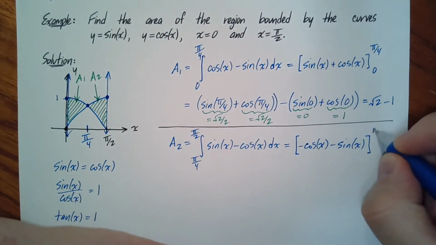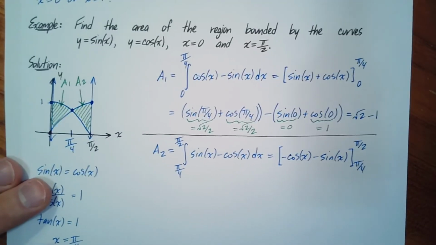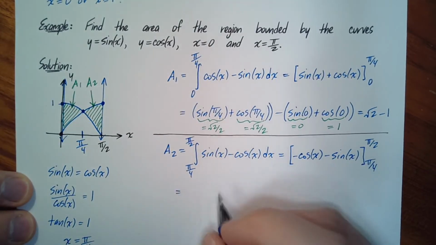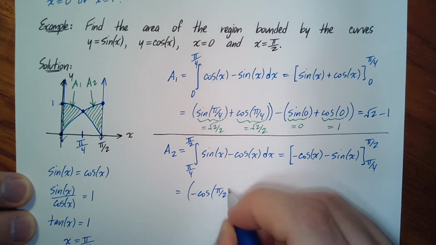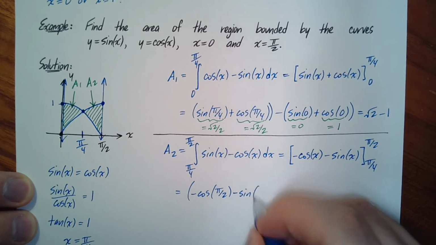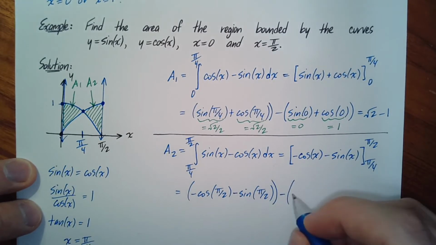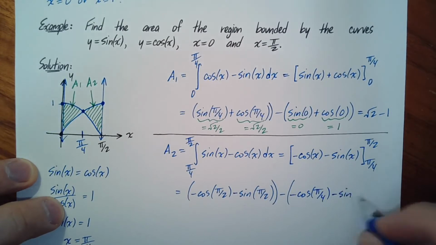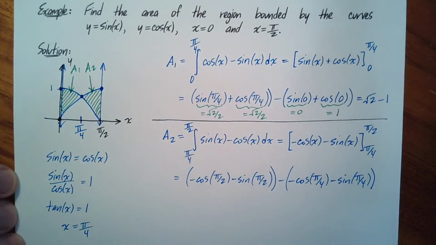Now let's plug in the bounds, pi over 2 and pi over 4. Okay, so that's what we'll plug in, and we'll get our value. So plug in pi over 2 first. We'll have negative cosine of pi over 2 minus sine of pi over 2. And then we're going to go minus negative cosine of pi over 4 minus sine of pi over 4. So that's what we get if we plug in our endpoints. Now it's just a matter of carefully working each piece out.